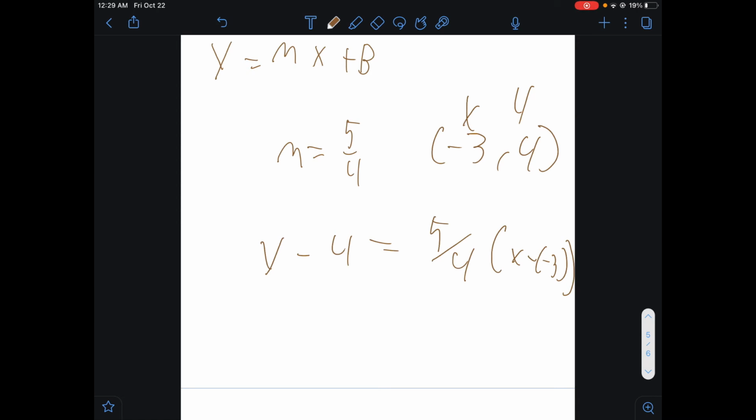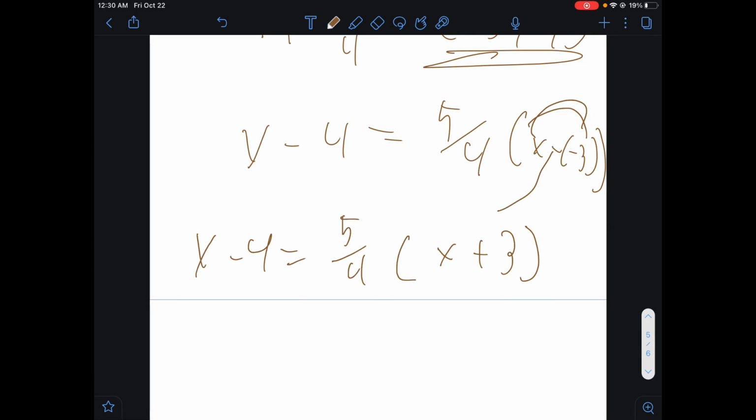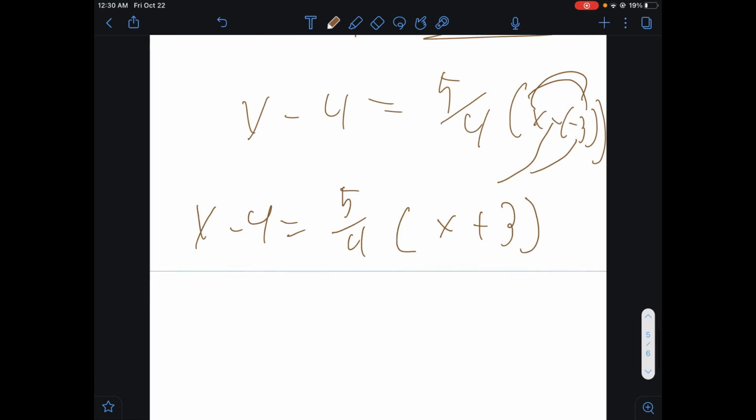We're doing this because we cannot just do this for these 2 points. We need to do an equation for all the points. So to solve this, we cannot simplify more the y. So we simplify the other side by, okay, write it again, y minus 4 equals 5 over 4 times x plus 3, because distributing this one into here, this turns into positive, this turns into positive.